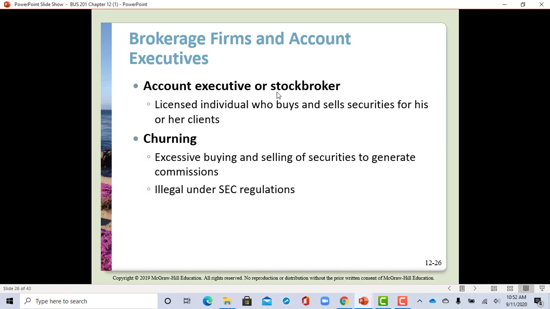So a financial advisor is a stockbroker. And then here it talks about churning. Churning is actually against the law, and it is monitored by the SEC.